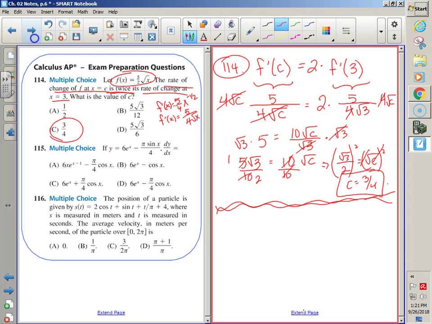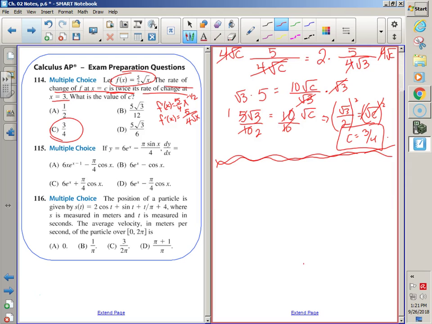Ooh, ensues. Good word. Number 115. This was the one, percentage-wise, that our class thought was the easiest. Why? It's finding the derivative with basic rules, right? Except there is one little thing that could mess people up. Anybody know what the one little thing could be? Maybe the 6 in front of the e. I didn't expect that one, though. I was thinking the pi and the 4.